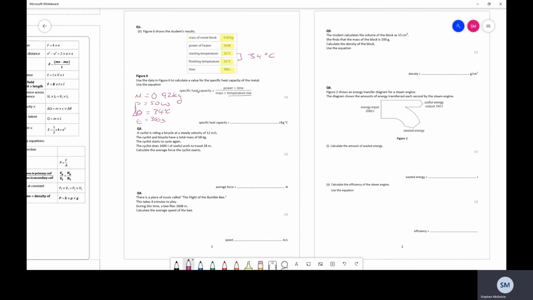Now they've happily written us the equation there so that we don't have to. So we're going to write down that specific heat capacity is equal to the power, 50, multiplied by the time, 300 seconds, and then divided by the mass, which is 0.92. I'm going to multiply that by the temperature rise, 34 degrees Celsius.